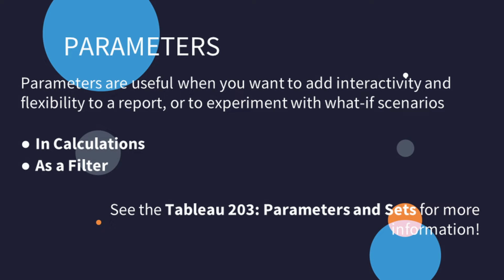We can use parameters in calculations and calculated fields that are then used in the view, and we will be using a couple of pre-made parameters within a few types of calculations to demonstrate how they can be used with what we've learned so far. For more information on building and using parameters, please refer to Module 203 in our Data Skills series. The link will be provided in the video description.